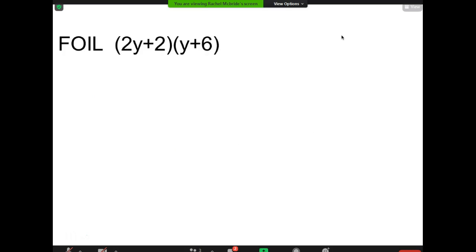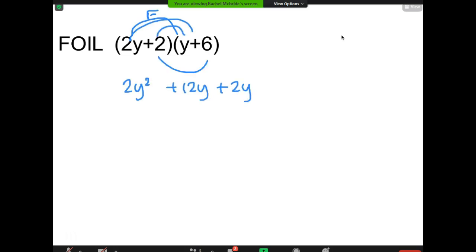Okay, and in this one, we're going to FOIL. Remember, FOIL stands for first, outer, inner, last. When you FOIL, you combine the middle terms. And what we're going to do in today's lesson is actually reverse FOIL. The technique we're going to utilize today is called reverse FOIL.